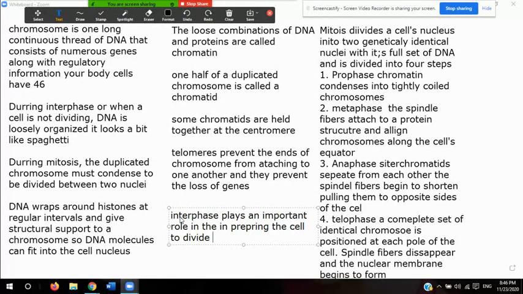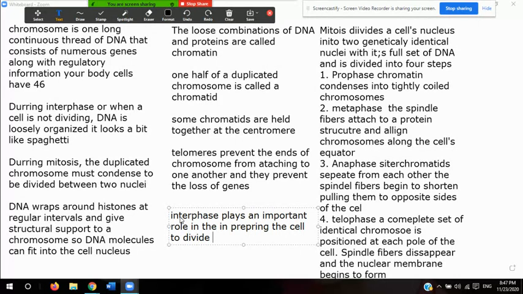Okay, it plays an important role in allowing the cell to divide. What it does is provide critical time for the duplication of organelles and for DNA replication. So this interphase is very important because it's basically what we were discussing in the previous section.